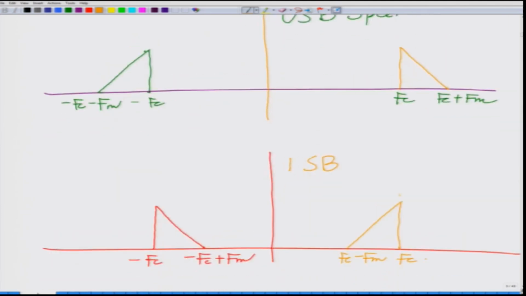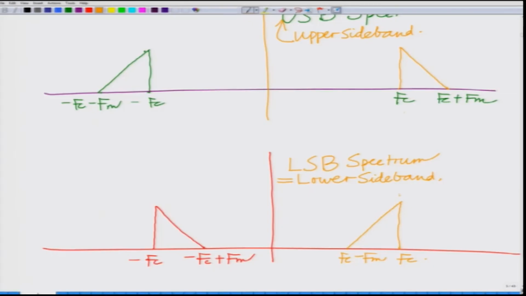So, this is the LSB spectrum, and again just to remind you, USB equals upper sideband, LSB equals the lower sideband, and therefore, what is the big advantage of transmitting only one sideband, that is either the upper sideband or the lower sideband, over the double sideband modulation, over a system which employs double sideband suppressed carrier modulation.